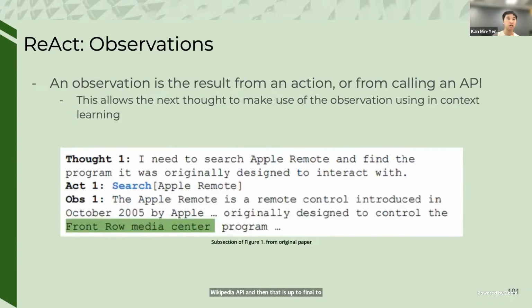The observation is the result from the API. So after the API call, what's the result? The result is the observation. So why do we need this observation? It's very simple. Because after you have this observation, you can use in-context learning to generate your next step, which is your next thought. So your thought number 2 will be generated from the observation, and so on and so forth.